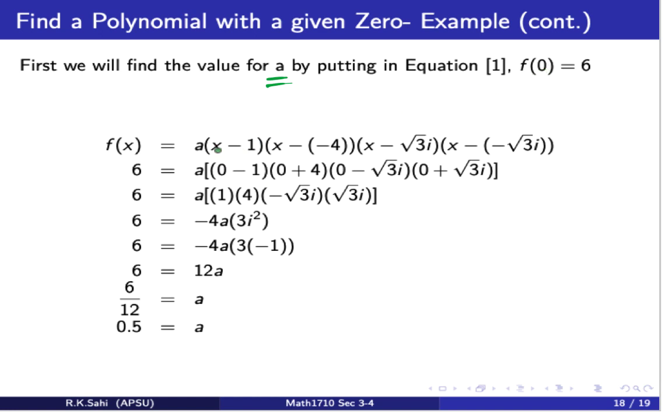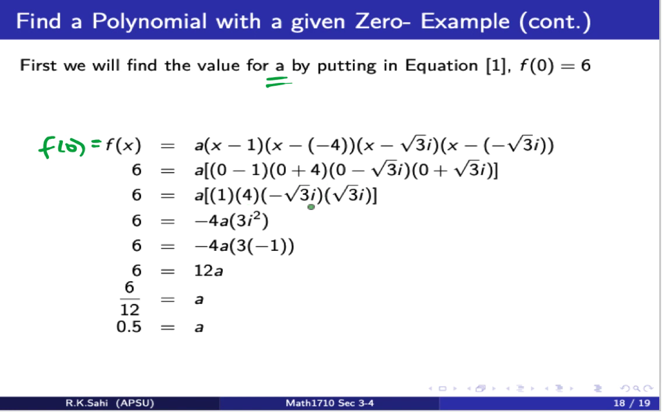So we had this expression x minus 1, x plus 4. What I'm going to do is put x to be 0. And then f of x, remember this is f of 0, is 6. Now this we don't worry about. We are going to look at this part. So 0 minus 1, 0 plus 4, 0 minus square root 3i, 0 plus square root 3i. What do we get? 1, 4.